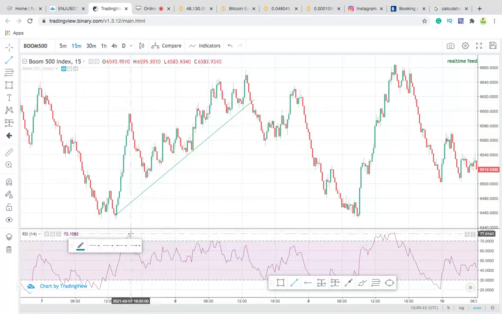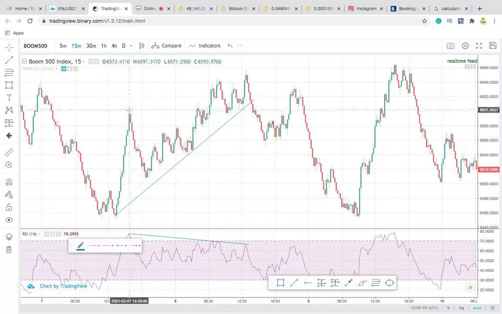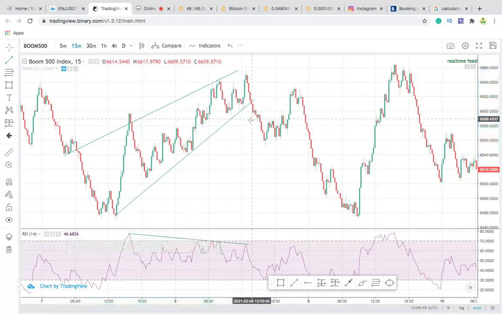On the RSI, it kept on making lower highs. So this alone is now divergence from what we know. From here, what I will do is take my tools and make it a channel.